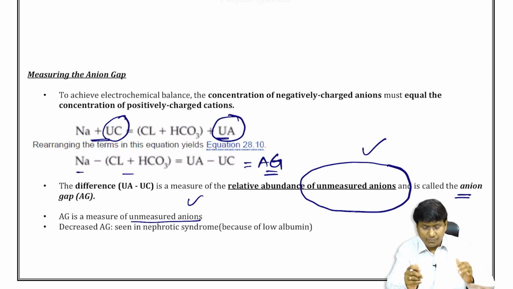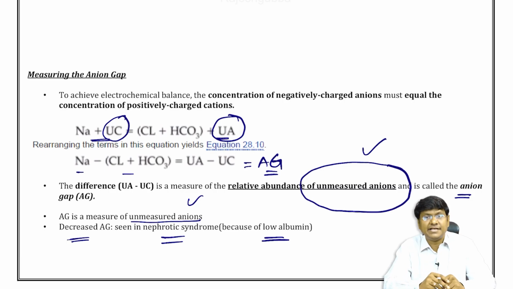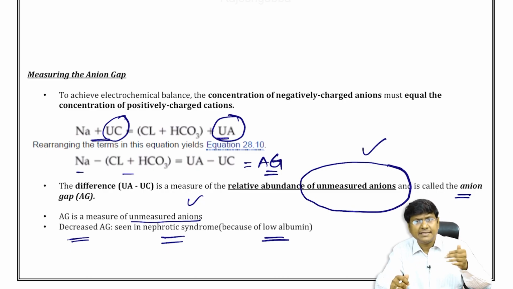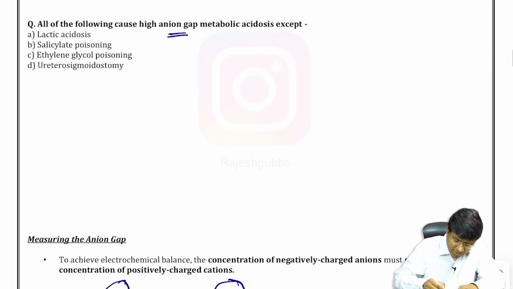One of the very important anions is albumin. In conditions where there is a low albumin level, you have a decreased anion gap. And what is an example of that? That is nephrotic syndrome. So in nephrotic syndrome, you have a decreased anion gap. Now, another point I wanted to tell you here is about the normal anion gap. How much is the normal anion gap?